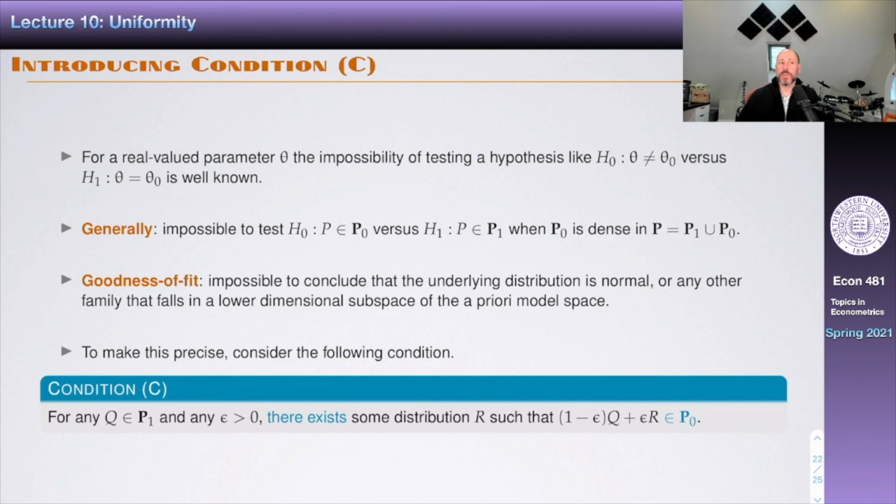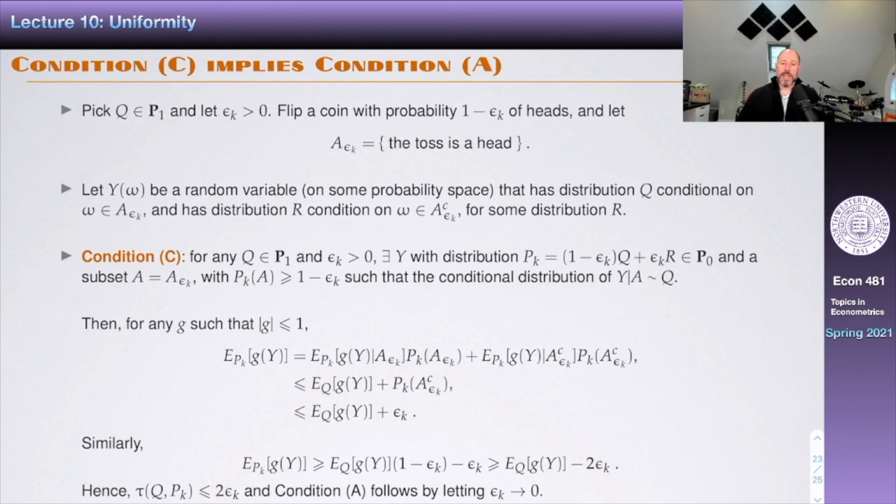And again, what we're going to prove is that C implies B, and then B implies A, and so on. Let's look at how this condition C works. Condition C implies condition A, and we know that condition A leads to impossibility. So pick Q in bold P0 and let epsilon K be positive. Flip a coin with probability 1 minus epsilon of heads, and we're going to let the event A be that the toss is heads. So now Y is going to be a random variable in some probability space that has distribution Q conditional on A, and has distribution R conditional on being in the complement, for some distribution R.